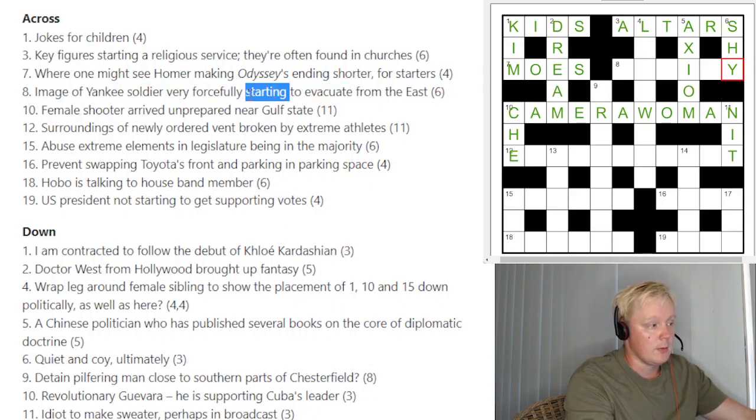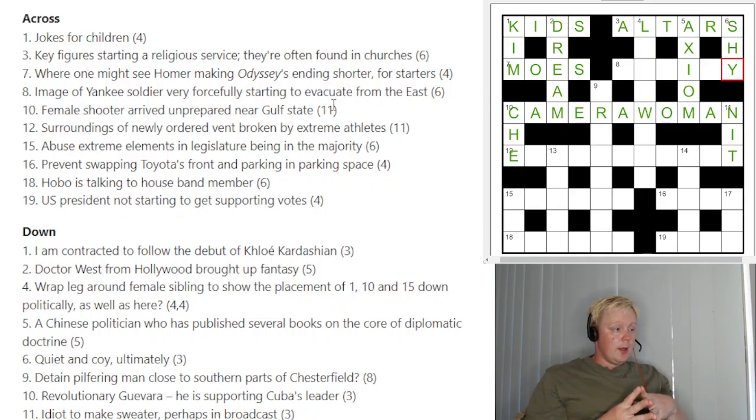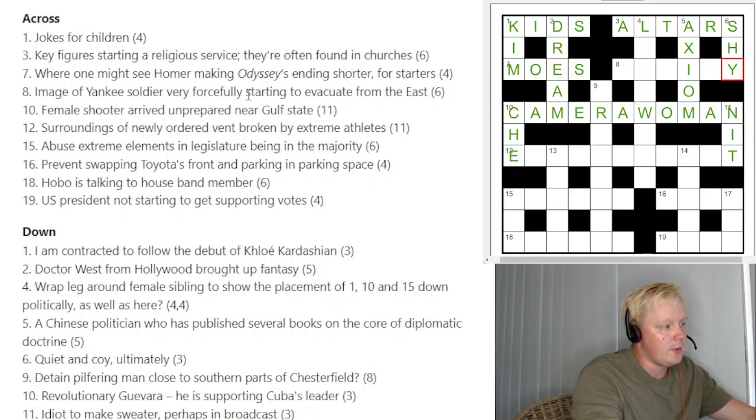Well, we have another couple of potential indicators here. Starting is a starting letter of evacuate. That's good. Starting to evacuate could be this E here. Evacuate can also indicate removal of the middle letters. So if we evacuate this word starting, you would be left with just the extreme letters, the S and the G.